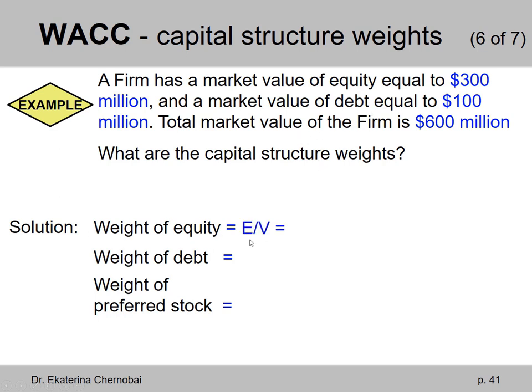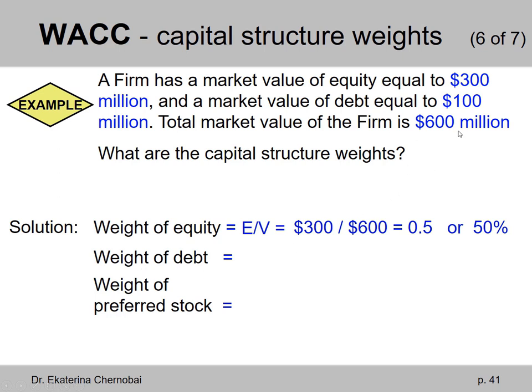So to find the weight of equity, we divide E by V, equity market value by the firm's total market value. 300 million over 600 million, which gives 0.5, or a 50% weight.